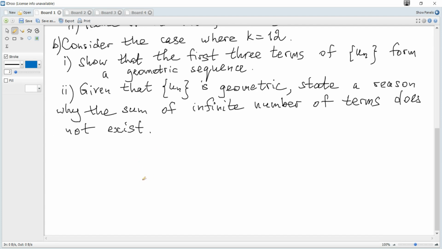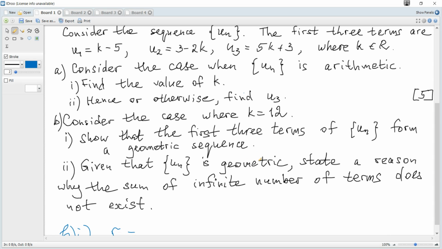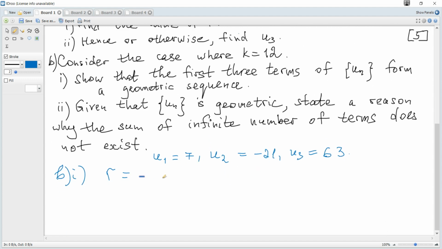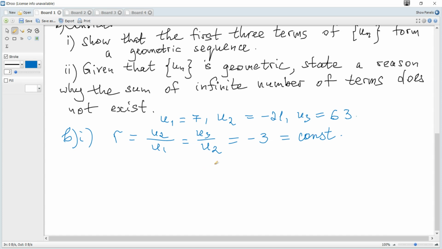So let's consider common ratio r. Since k is given, we can calculate the values. So u1 is 7, u2 is negative 21, and u3 is 63, and the common ratio r, what is it? u2 over u1 is u3 over u2, and you can see it's negative 3 and it's constant, and when it's constant it's geometric.